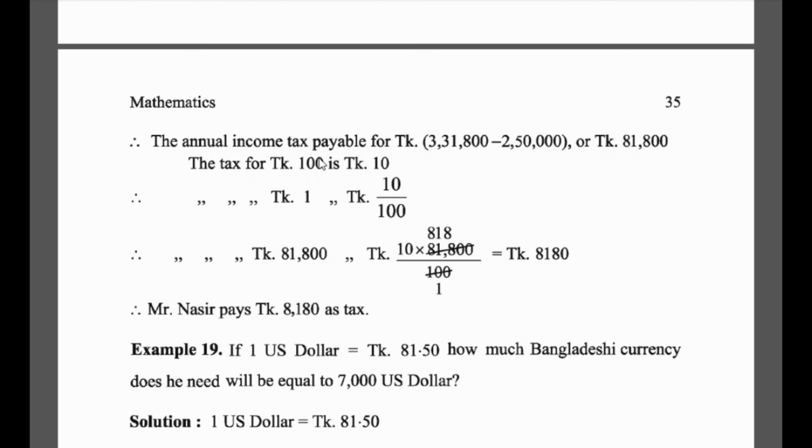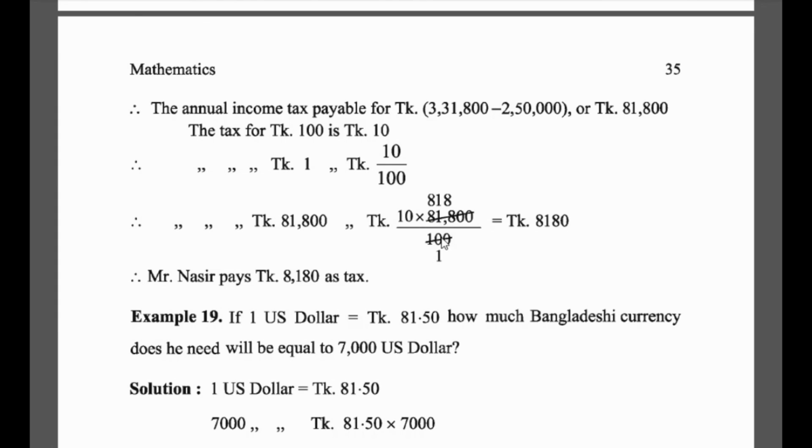If I do the unitary method here, if I replace 100 by 1, the tax for Taka 1 is definitely less than 10. So 10 divided by 100, the previous value, which is replaced by 1, that means 100. And for the actual value, 81,800, the tax for Taka 81,800 is definitely bigger than this value. So 10 by 100 is multiplied by 81,800.